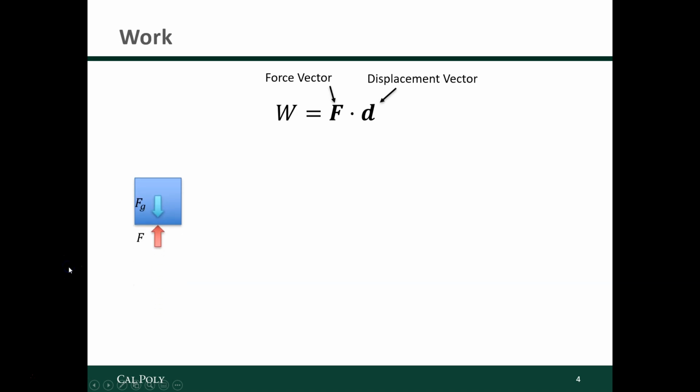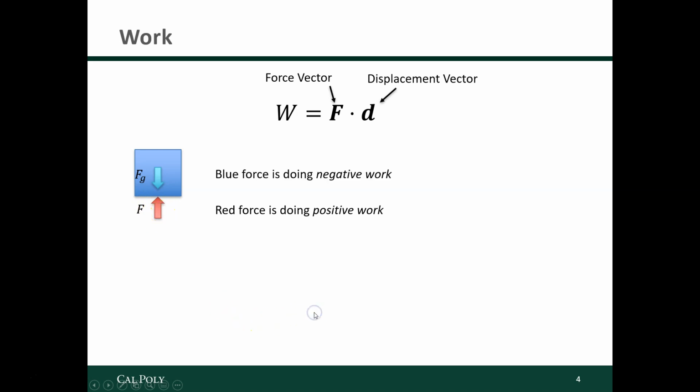And when it moves, then the red force is doing positive work because it just moved in the same direction of the force itself. But the blue force is doing negative work because even though the blue force was pushing downwards, the body was moving upwards, and those were opposite directions. That causes the sign to be negative. It causes the dot product to be negative because these vectors are in opposite directions.